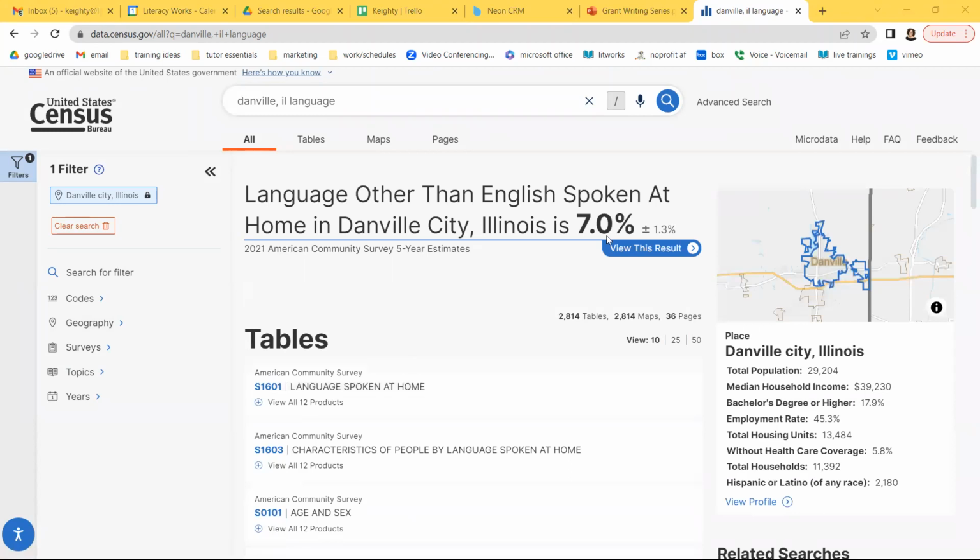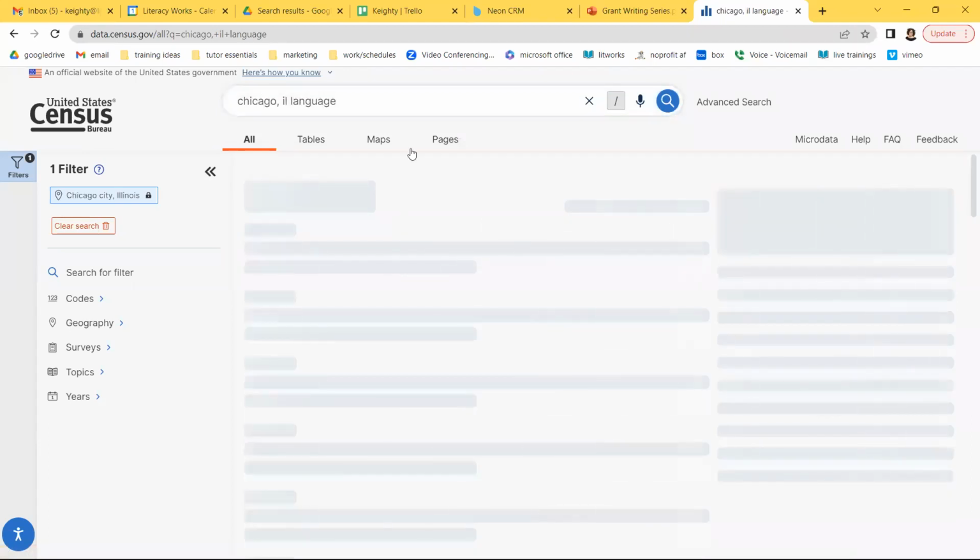So for all of us doing ESL programs, they want to know how many people speak English in your neighborhood. If the percentage is 70% of the people in your neighborhood speak English, it's not as hard to say. You can say it. People will still need English support there, but it's easier to show that, oh, we have a really big need for this program because we have such low numbers of people that speak English or speak another language at home. So in Danville, it looks like languages other than English spoken at home is 7%. But in Chicago, for example, we changed the city.